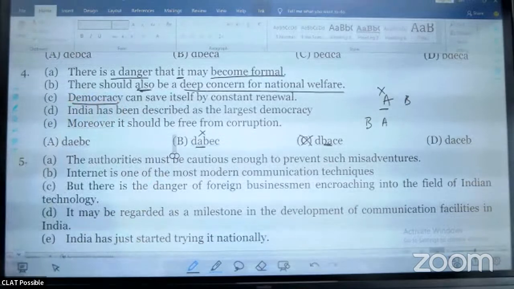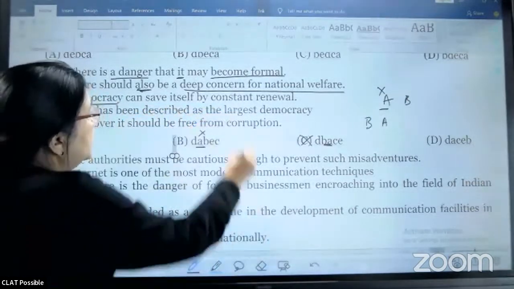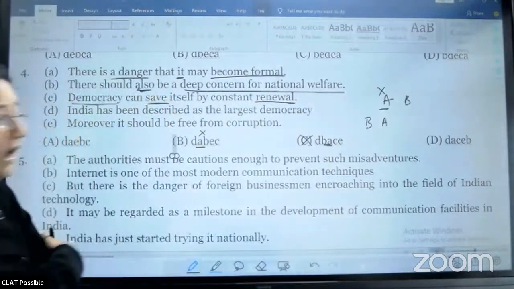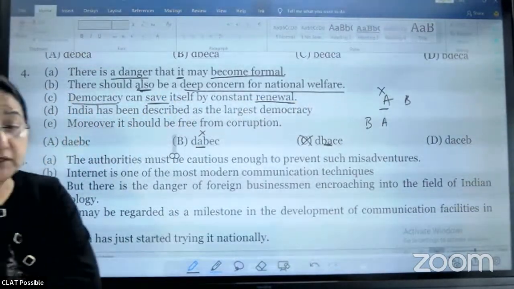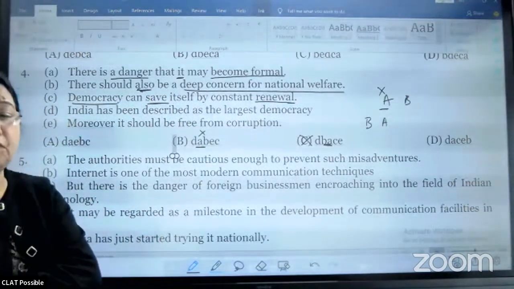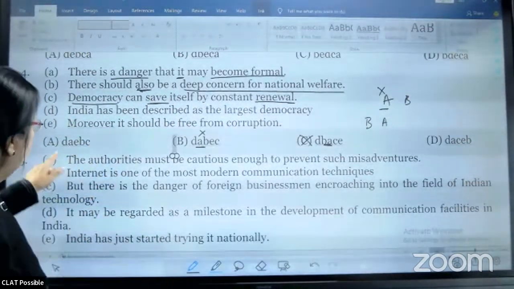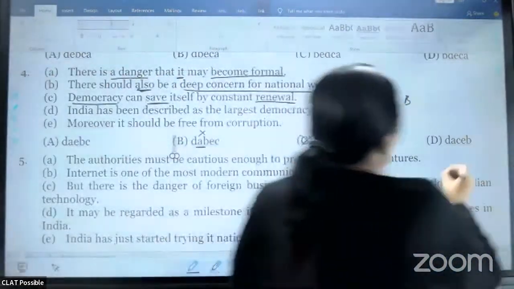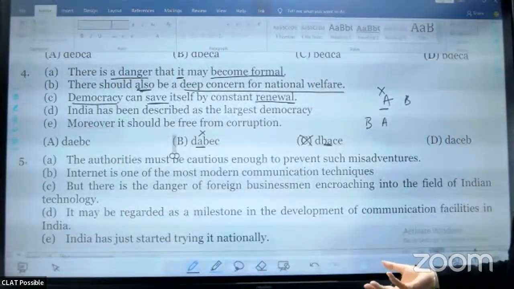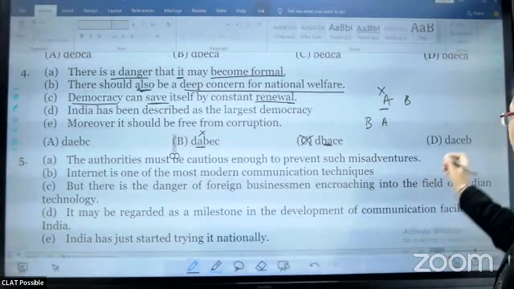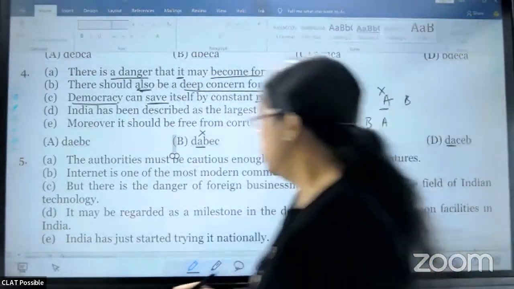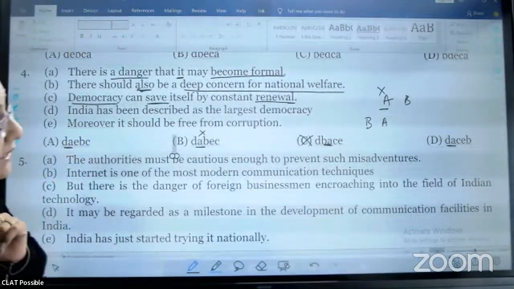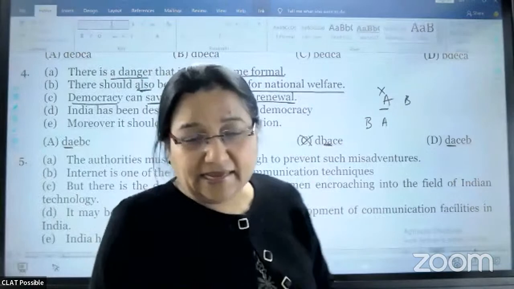Oh, wow. Democracy can save itself by constant renewal. Now I'm stopping. I won't move further till you help me form a pair. Now, what are we left with? There was a DA pair and there was a DA pair. So I don't need to bother myself. That work option choice has done for me. Now, the only step is I go and see DAC or DAE.